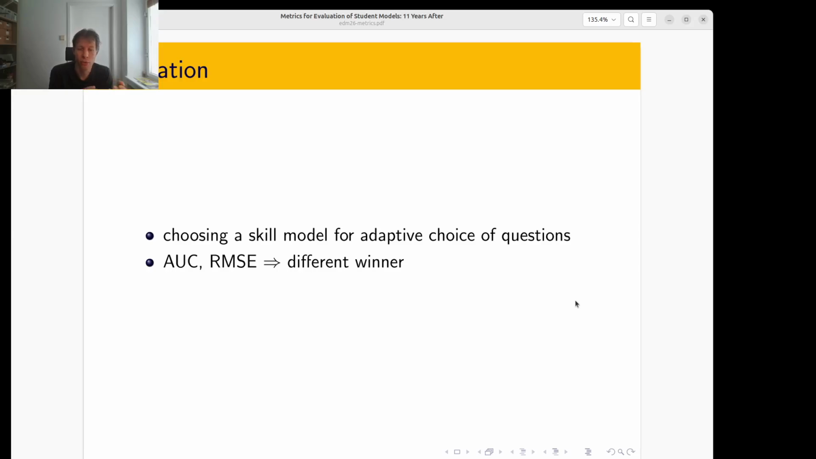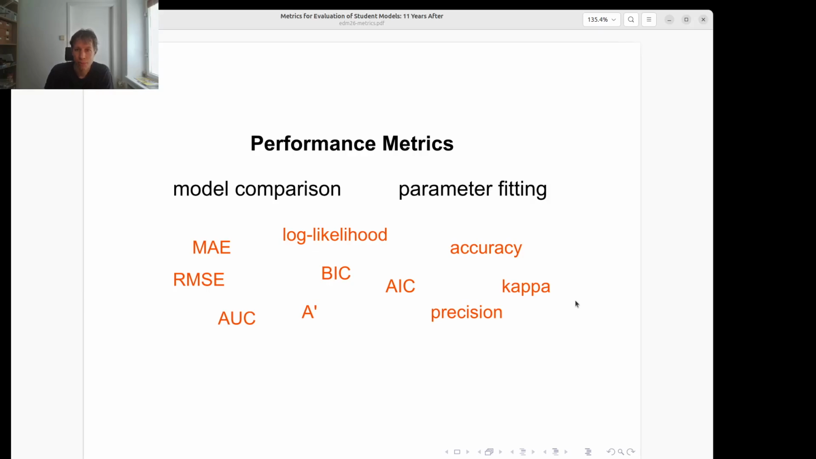I tried to find advice in the research literature. In EDM papers, I didn't find much advice, so I looked at different domains like weather forecasting, and based on these experiences, thinking about metrics, looking at their properties, I ended up writing a summary paper about this issue. So the performance metrics in student modeling are used in a number of ways, particularly for parameter fitting and model comparison, and there are many of them.